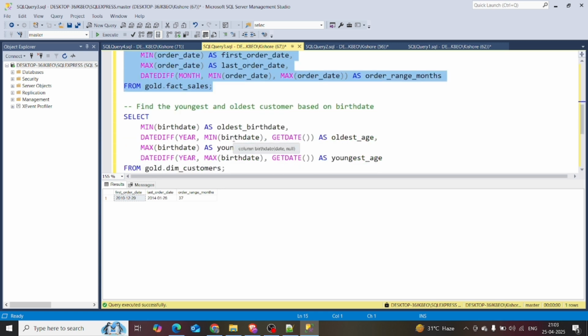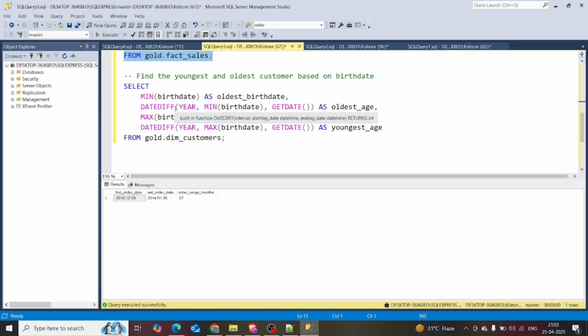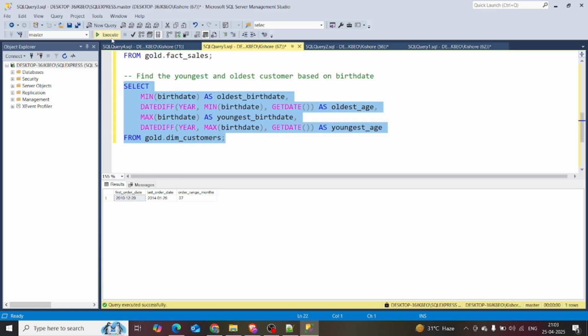Now we want to find the youngest customer and the oldest customer based on the birth date. We have the birth date in the table. The oldest customer comes from the MIN of birth date as the oldest birth date, and the DATEDIFF in years between the min birth date and GETDATE, today's date, as the oldest age. Then we take the MAX of birth date as the youngest birth date, and the DATEDIFF in years between the max birth date and today's date as the youngest age. It comes from the gold dimensions customers table.